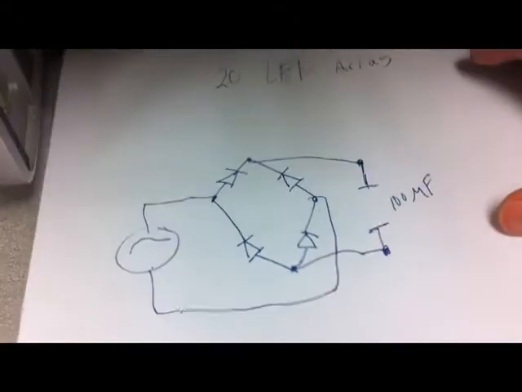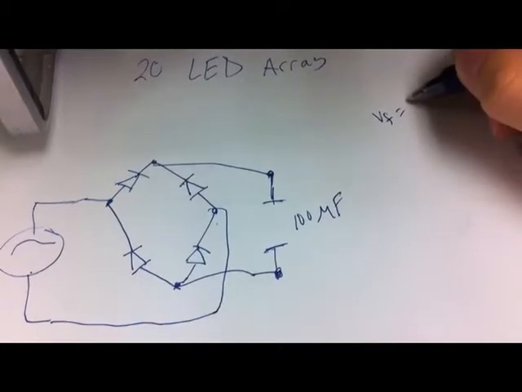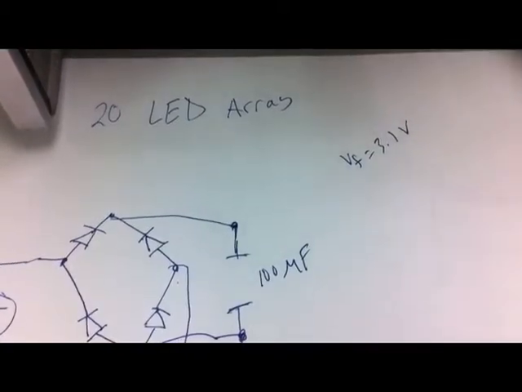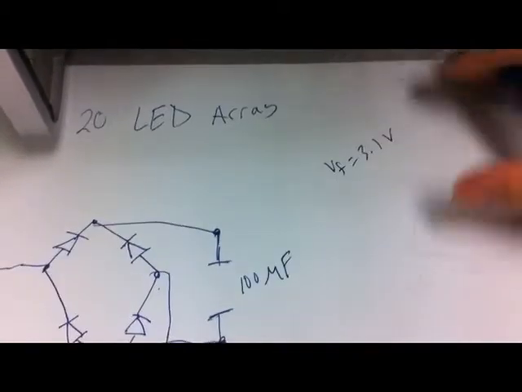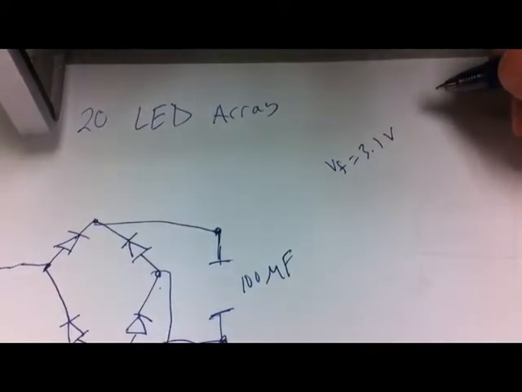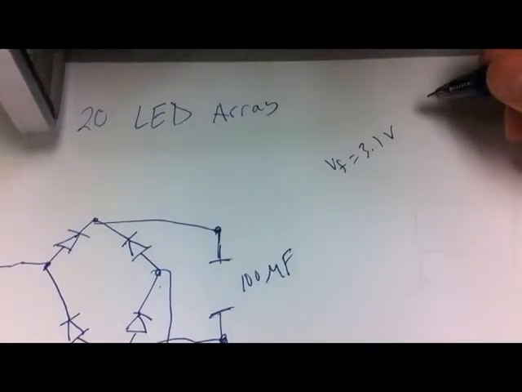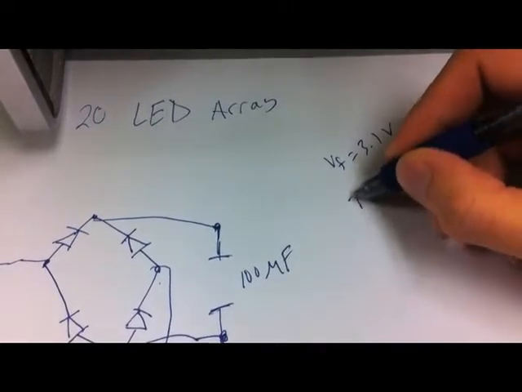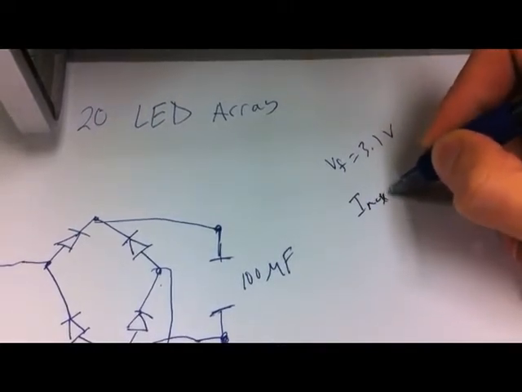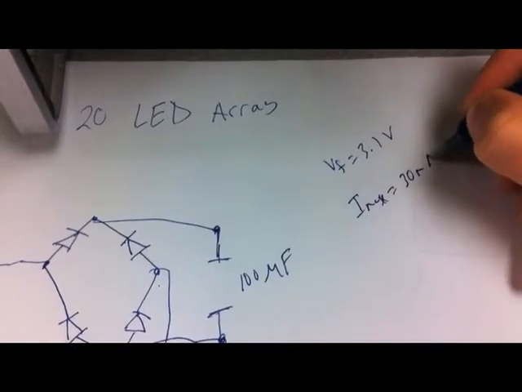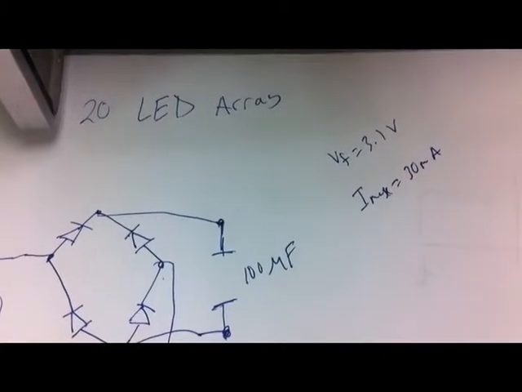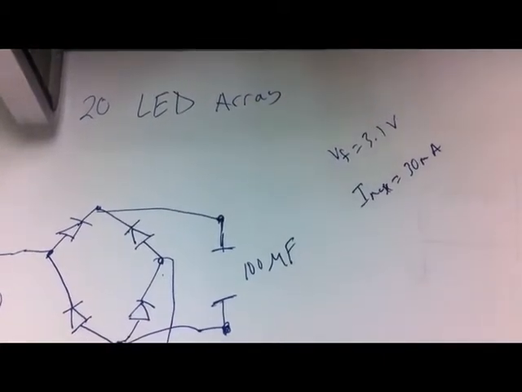These LEDs have a forward voltage of 3.1 volts or 3.3. It's either or. I think 3.1. That means that we need to supply each LED with 3.1 volts to light it up, and they have a max current of 30 milliamps.